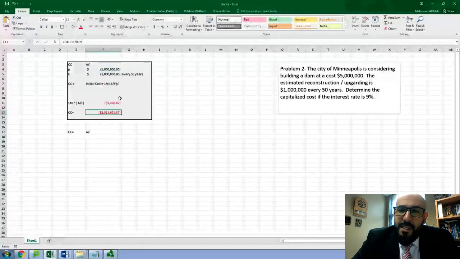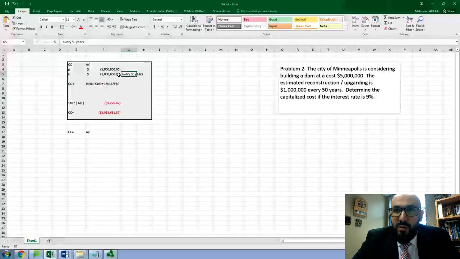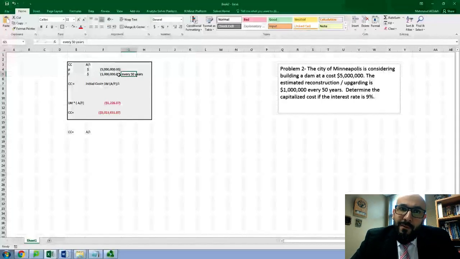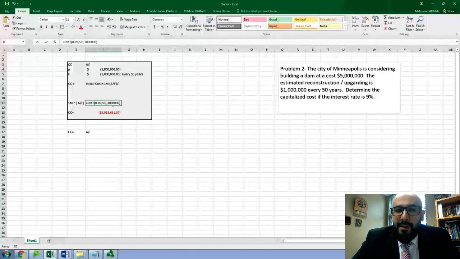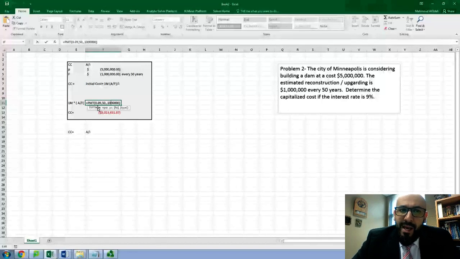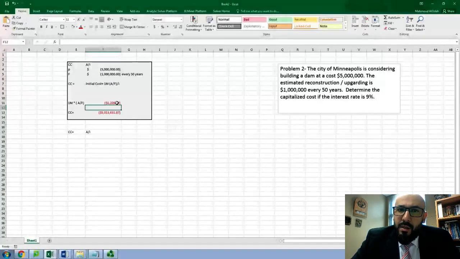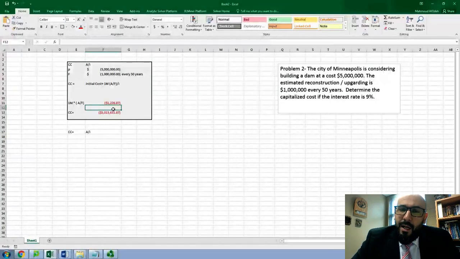For the expenses that happen every so often, like every 50 years in this question, where we have to pay 1 million, we have to convert it into a present format. But before we do that, we have to change it into an annual format, and we use the payment function as a way to convert it from a future format every 50 years to an annual format every year. We use the PMT, open parenthesis, 9%, 50 years, and 1 million, close the parenthesis, and that will give you $1,226.87 per year.